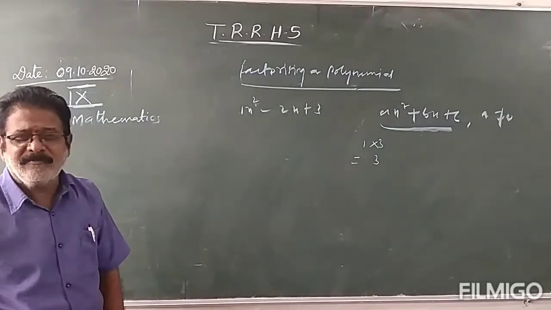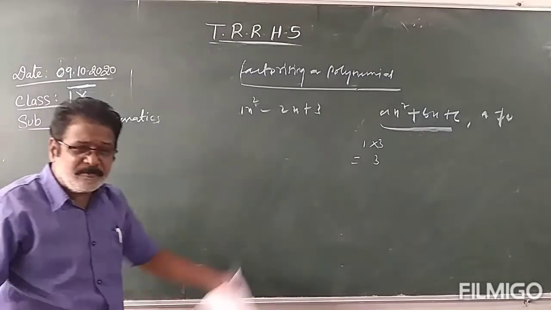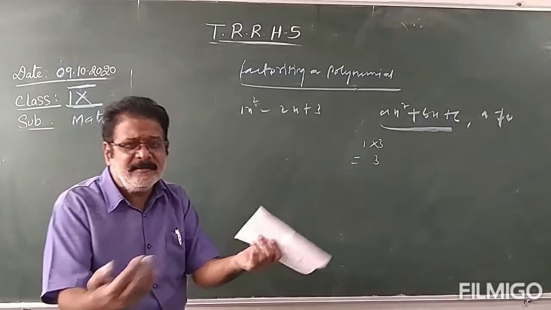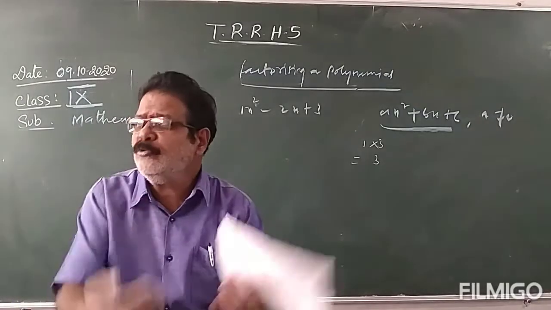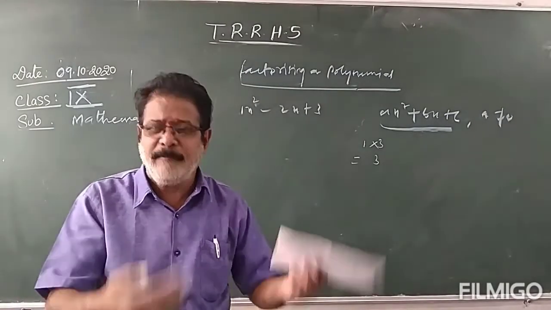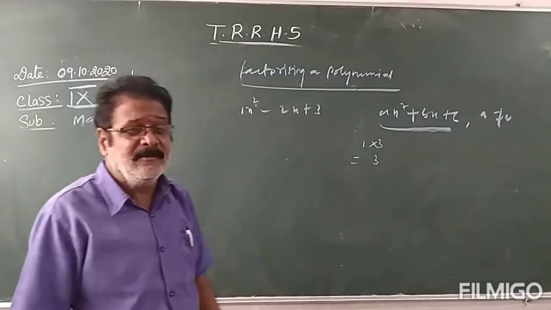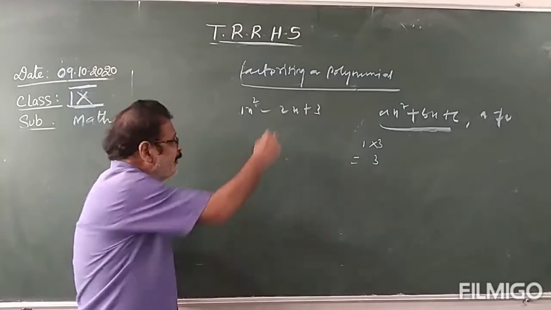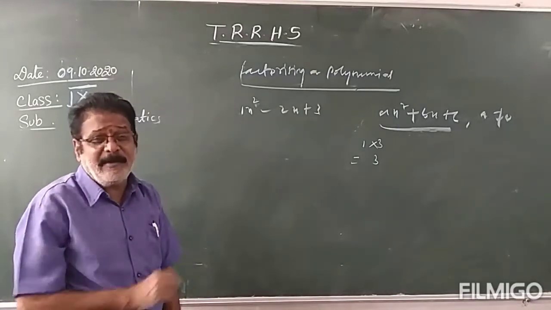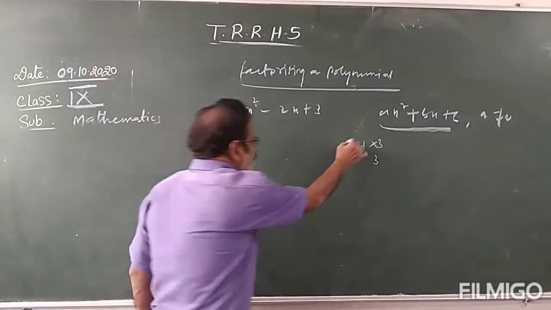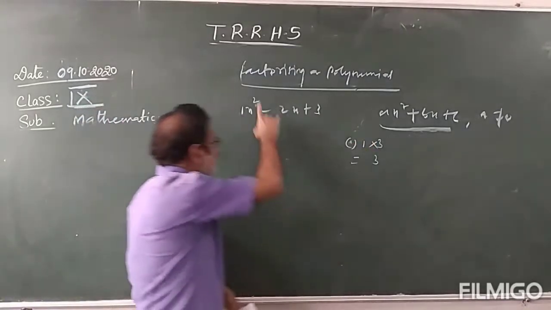Factorizing the quadratic polynomial means splitting the middle term. The middle term is what? Minus 2x. Write it as the sum of two terms, like minus x, minus x. So anyhow, splitting the middle term. How to split the middle term? By factorizing. In that process, the first step is you have to multiply the second degree coefficient.